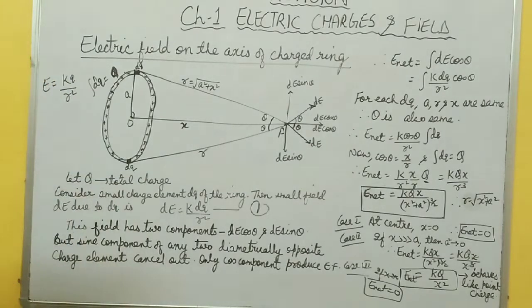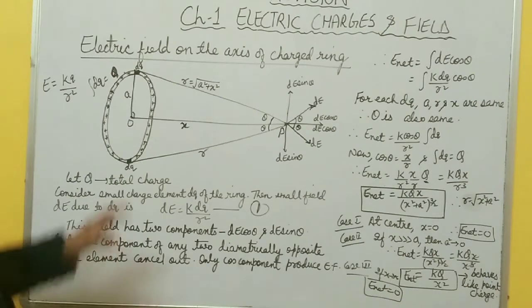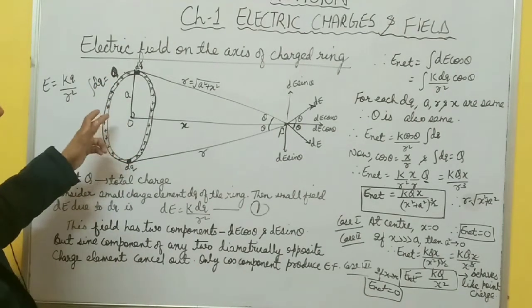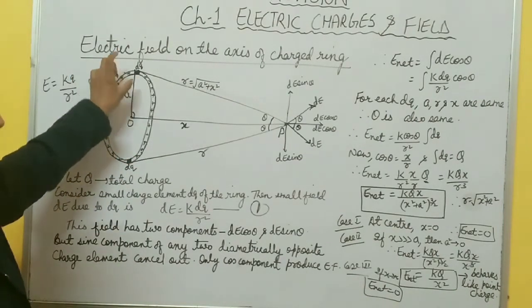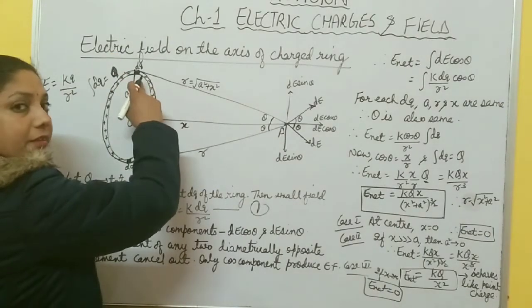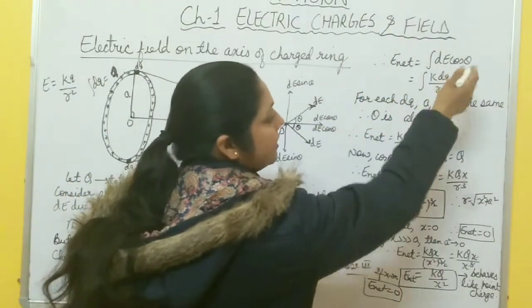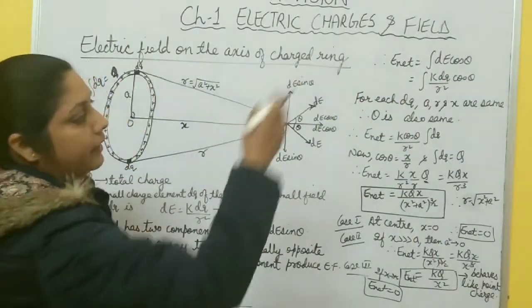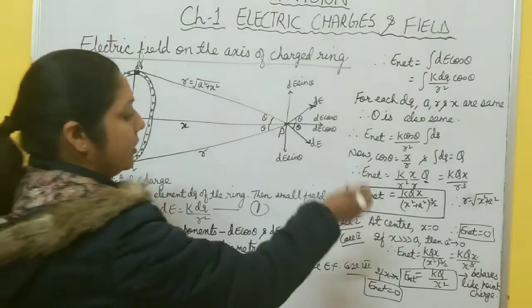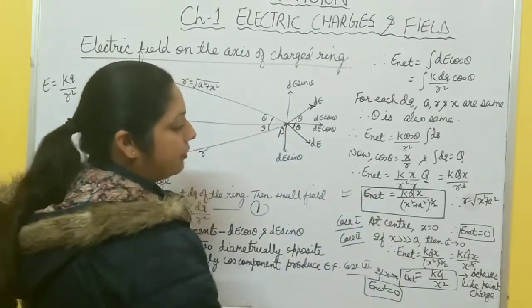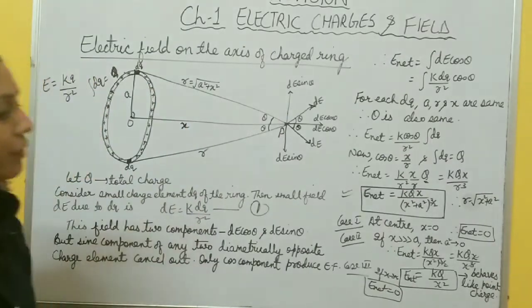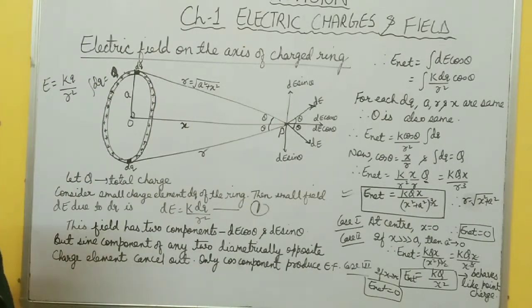So you must remember this one, it's very important, electric field on the axis of a charged ring. You just draw a figure neat and clean and then take one charge element. You have to find the total electric field due to that charge element and integrate over the whole ring. Only the cos component is left. E net is the integration of dE cos theta, then put the value of dE and solve. You get the answer electric field kqx by (x square plus a square) to the power 3 by 2. Okay, take a screenshot. Then we will start the next topic, electric dipole.